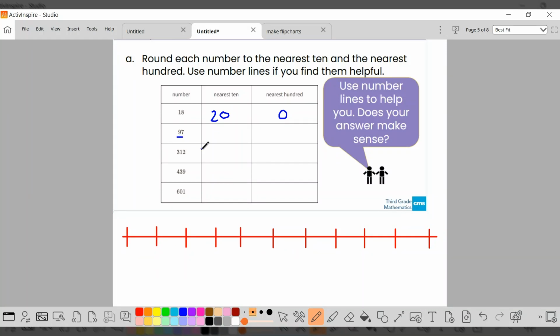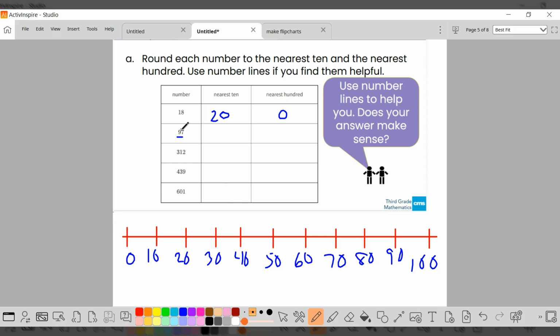All right, so 97, we have to think about what hundreds this falls between. So we're not quite up to 100 yet. So we know, of course, this is going to start with 0 again, and we are going to go between 0 and 100. Now we're going to, of course, count by tens like we did last time. 10, 20, 30, 40, 50, 60, 70, 80, 90, and then, of course, 100.